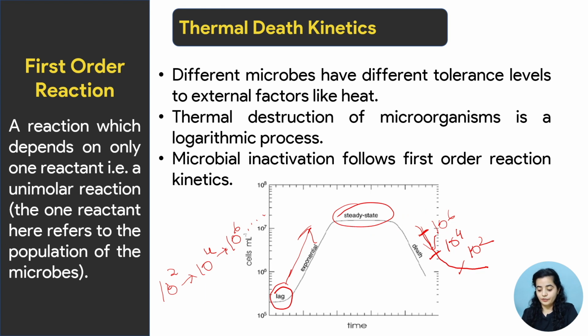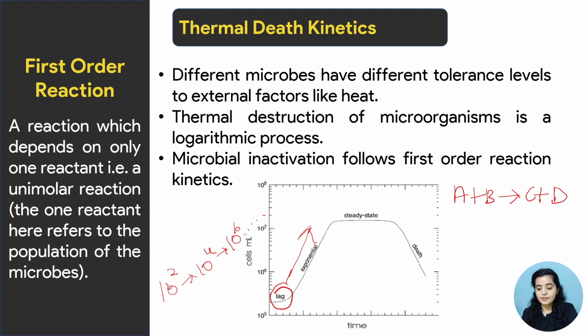Now, what is a first order reaction? Let us see. Whenever we see a reaction, say A plus B gives C plus D, these are your reactants and these are your products, right? When we say that a reaction is following a first order reaction, it means that the progress rate of this reaction, whether it is fast or slow, depends only on one reactant. Say for this case, it depends on A. So the rate of this reaction is directly proportional to A.